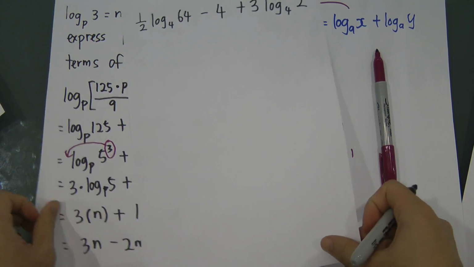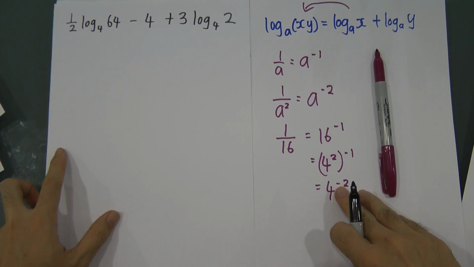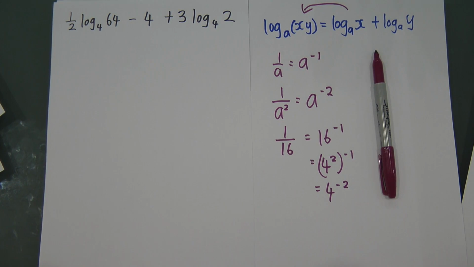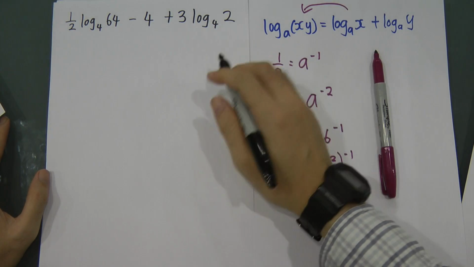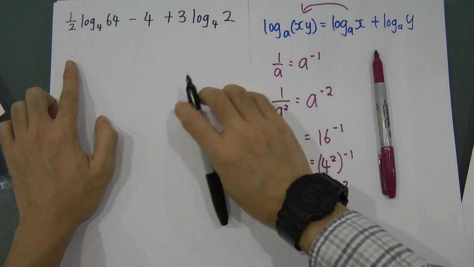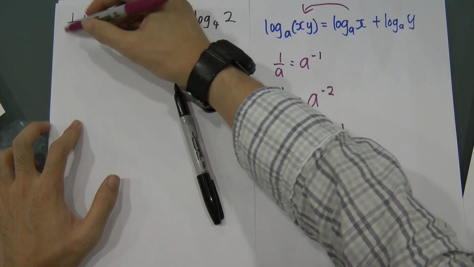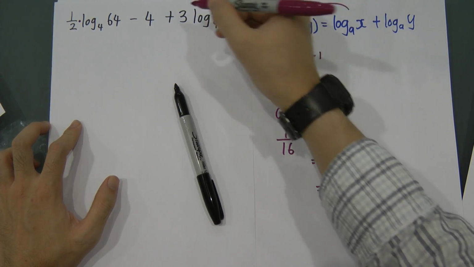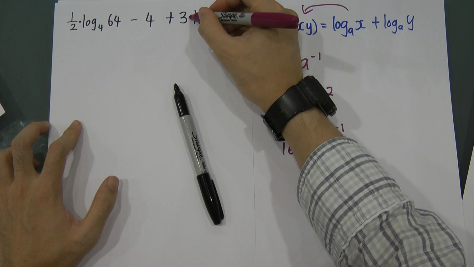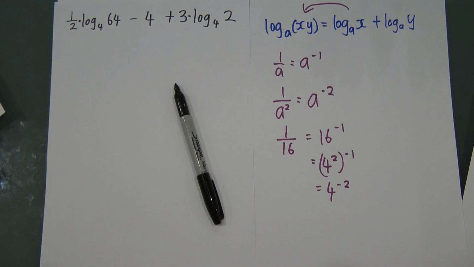Alright, this one is actually very simple, but I worry there are not enough examples for you to understand this, so I just add another one. Alright, so when you see a number in front of the log, I say it is always multiplication. That means we can move this one up to become a power. So 3 multiplies this one, so we can move the 3 up to become a power.